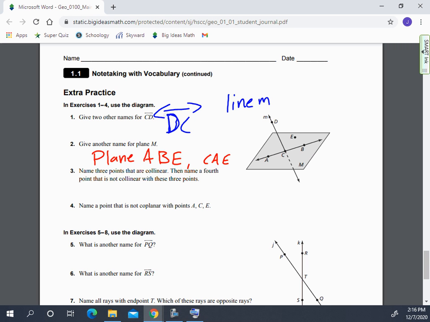Well, there's only one line with three points on it. And that's right here. That's this line with points B, C, and A. So we can name three points that are collinear: A, C, and B. And then a fourth that is not collinear, we could either say D or E. Name a point that is not coplanar with A, C, and E. Well, there's only one point that isn't coplanar, and that's point D.